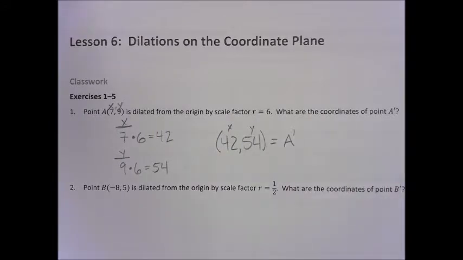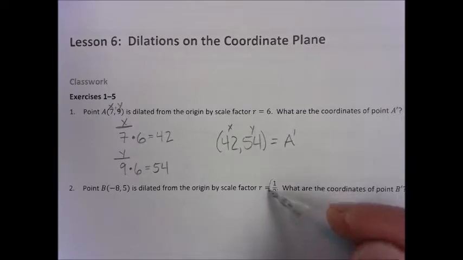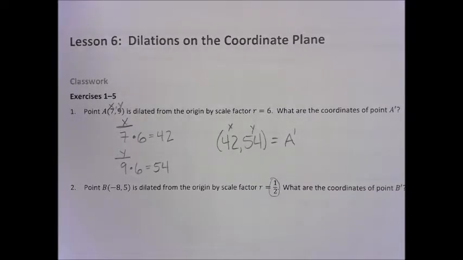Alright, so still on page 26, now we're going to take a look at exercise 2. The point B is (-8, 5), and that is dilated by a scale factor of 1/2. So what are the coordinates of B prime? Now, just like what I said with exercise 1, if I take a look at this scale factor of 1/2, that is less than 1, so we know that this is going to be a reduction.